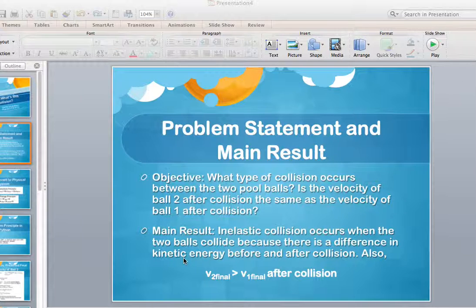The main objective for this lab was to show what type of collision occurs between two pool balls, as well as to see whether the velocity of ball 2 would be the same as the velocity of ball 1 after collision. So my main results were that inelastic collision occurs when the two balls collide because delta K, or the change in kinetic energy, is different before and after collision. Also, the velocity of ball 2 is greater than the velocity of ball 1 after collision.